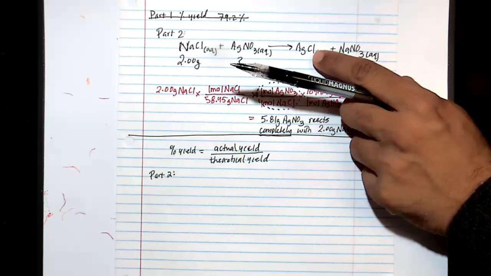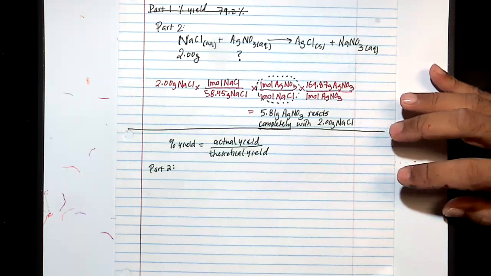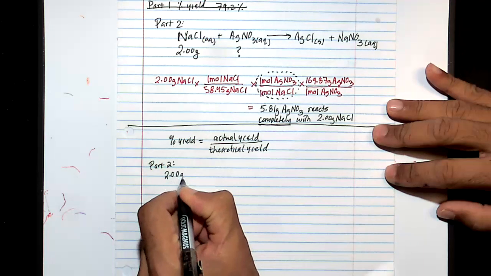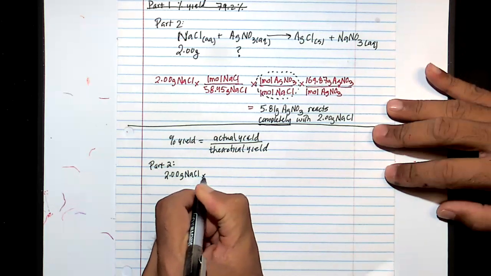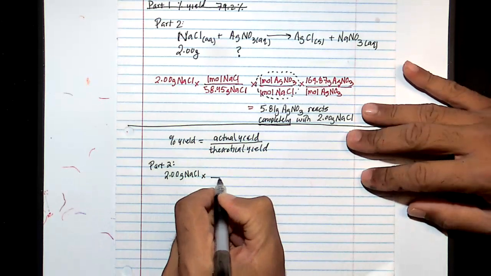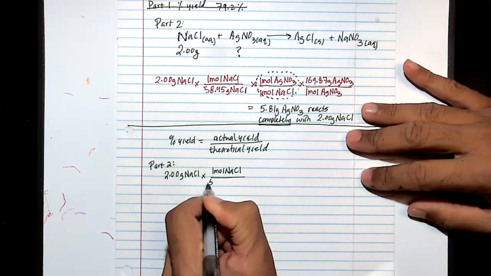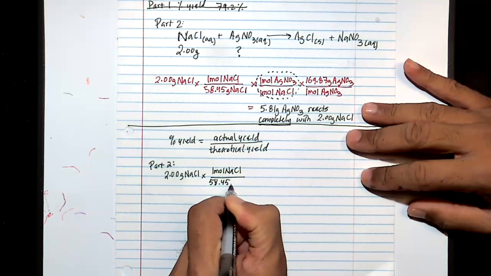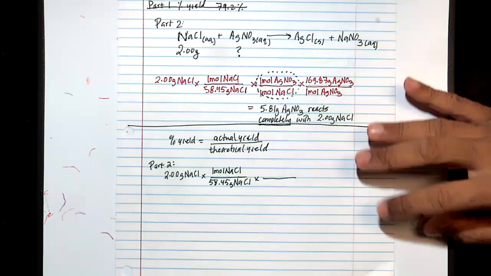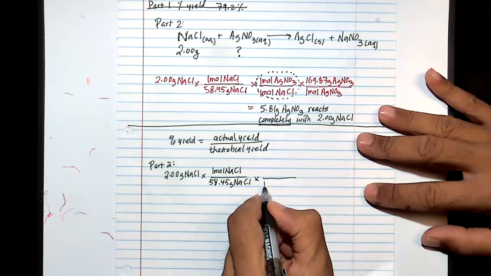Okay, we need to figure out how much we'll make of this. So I'm just going to pick the 2 grams of NaCl. You can get the same answer with the 5.81 grams, but for every 1 mole of NaCl, there's 58.45 grams of NaCl. It's a 1-to-1 deal. For every 1 mole of NaCl, there's 1 mole of AgCl.